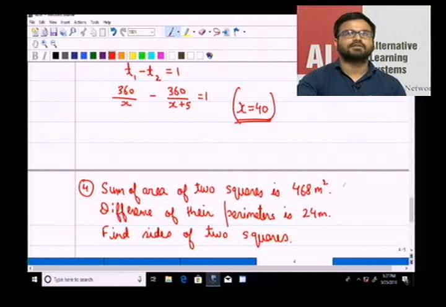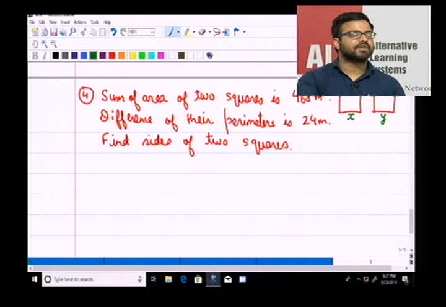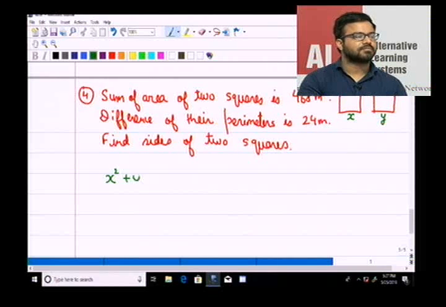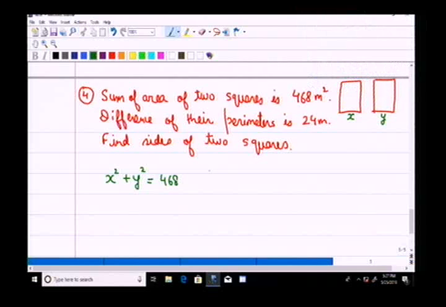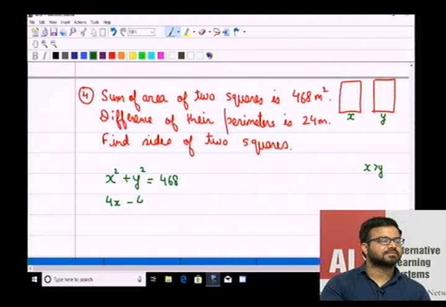Like if I take the two squares, this is my first square, this is my second square, right? Let's say the side of my first square is x, and the side of my second square is y. Now it says the sum of the areas of two squares is 468. Area of a square is nothing but side squared. So it will be x squared plus y squared equals 468. This is my first equation. Second, it says the difference of their perimeters is 24. Let's say I have taken x greater than y. It means the perimeter of the first square is greater. So 4x minus 4y equals 24. This is my second equation.